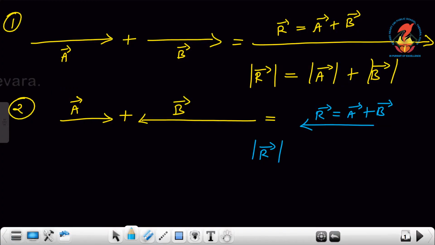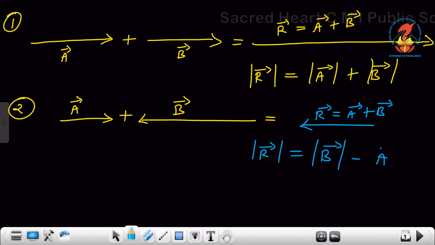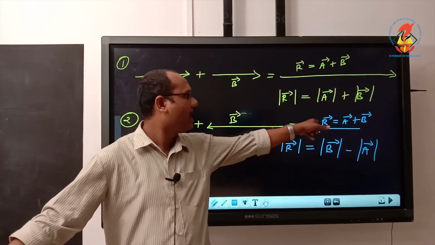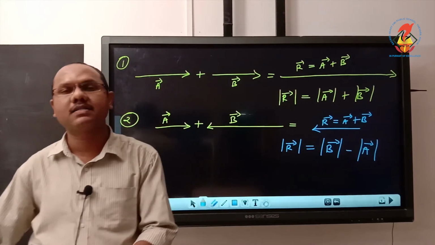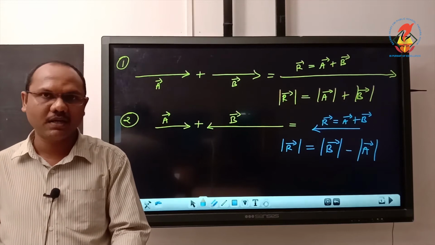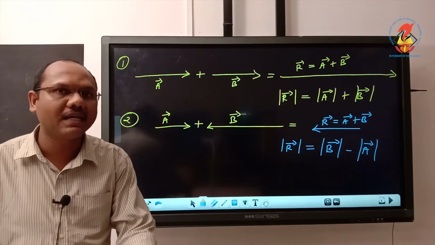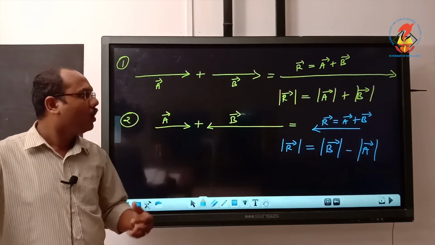So I can write like this. We are finding the magnitude. Modulus of vector R is equal to modulus of vector B minus modulus of vector A. We subtracted smaller from the bigger and you got the magnitude, and the representation is vector R is equal to vector A plus vector B. This is what we are doing when two vectors are acting in opposite directions.